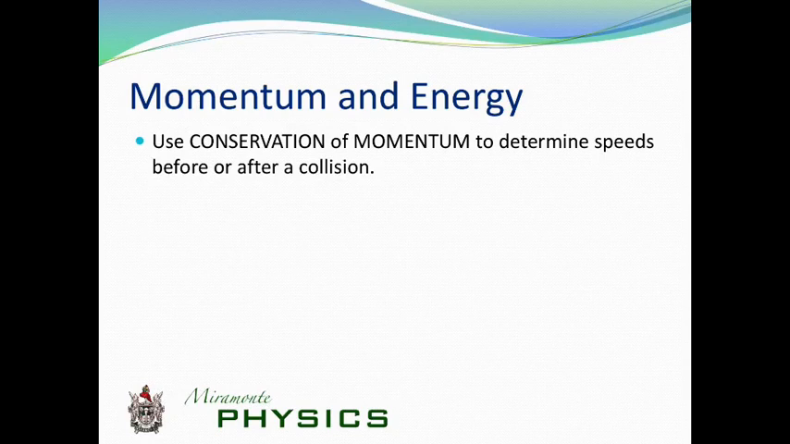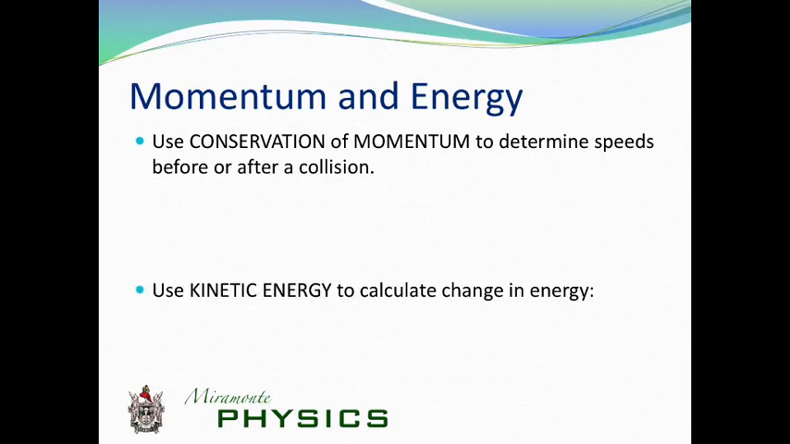All right, so we're going to use momentum and energy. Kinetic energy we can also use to calculate any changes in energy, and that's going to reveal some information if we lose energy or if we don't lose energy. So, first of all, momentum. Here's your momentum equation. Momentum is always conserved. So, to determine speeds before and after a collision, you use m1v1 plus m2v2 equals m1v1 prime plus m2v2 prime.